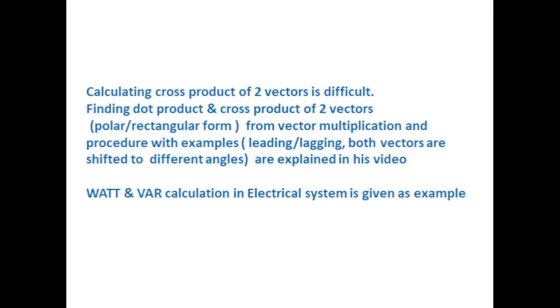Calculating the cross product of two vectors is difficult. Finding the dot product and cross product of two vectors, polar and rectangular form, vector multiplication and procedure with examples, leading or lagging, both vectors shifted to different angles are explained in these videos. Watt and var calculation in the electrical system is given as an example.